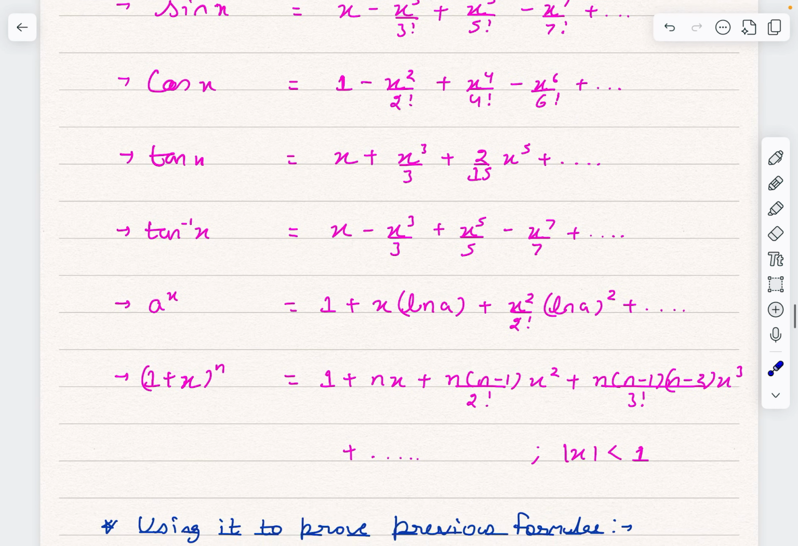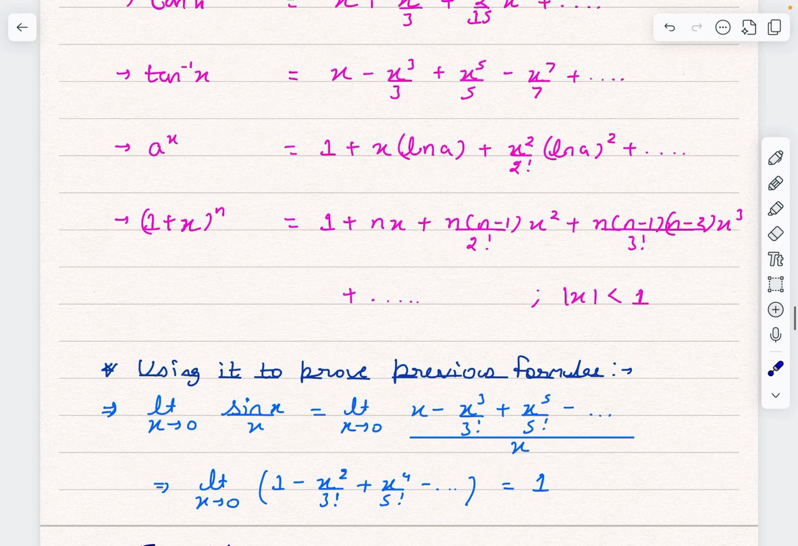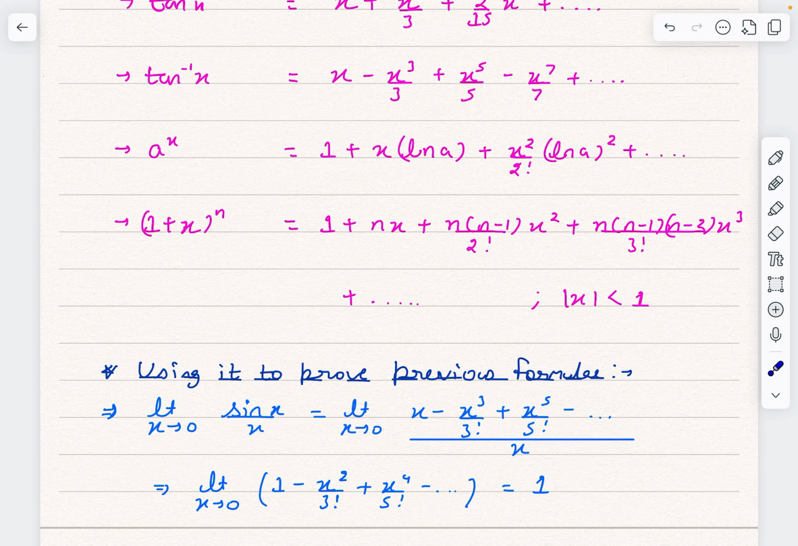And for now, I'll give you one formula that we discussed earlier. Let us see how we prove it using the series expansion. Limit x tends to 0, sin x by x, we discussed was 1. Let us see how we can show this. We expand sin x: sin x will be x minus x cubed by 3 factorial plus x power 5 by 5 factorial and so on. Divide by x. This x will get cancelled with all the x in the numerator. So we'll be left with 1 minus x square by 3 factorial plus x power 4 by 5 factorial and so on. Now if you put x as 0 here, we directly get 1. That's all.